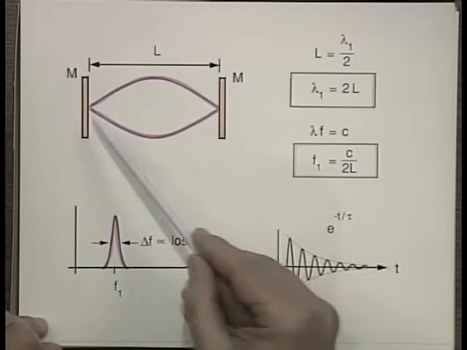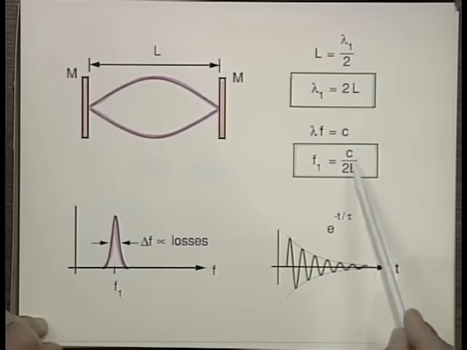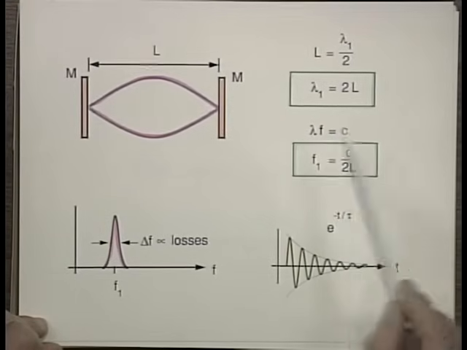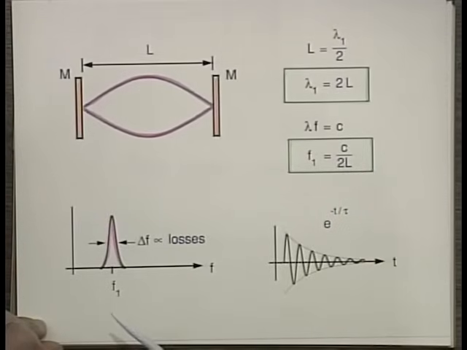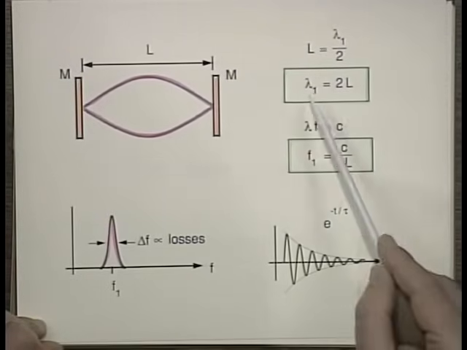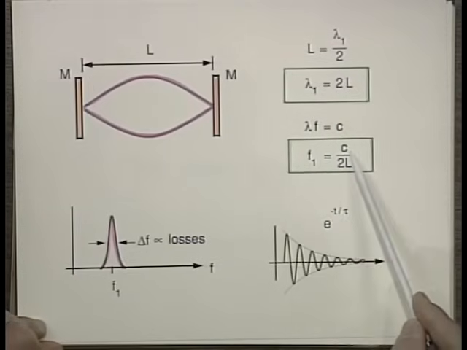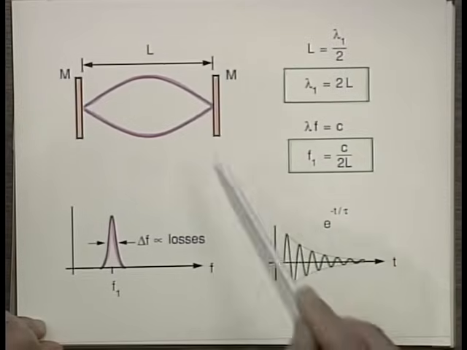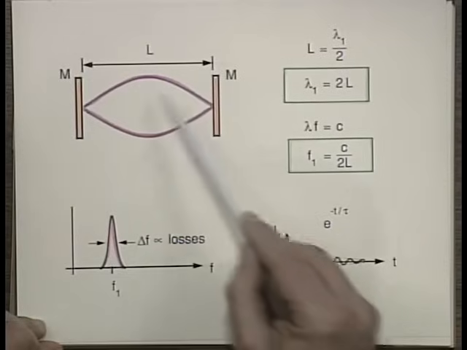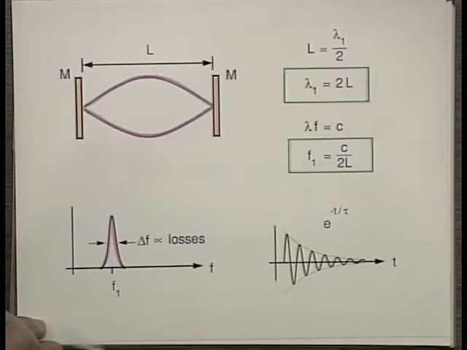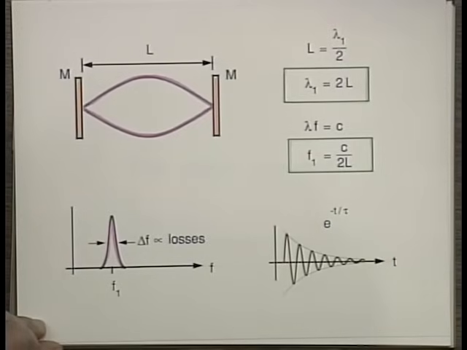The frequency in this case will be determined by f equals c over 2L, because lambda times the frequency equals the velocity of light. So either the wavelength is 2L, or its frequency is just c over 2L. This is then the lowest frequency that will be supported in this kind of structure with two reflectors or two nodes at the ends, just like in the vibrating string.